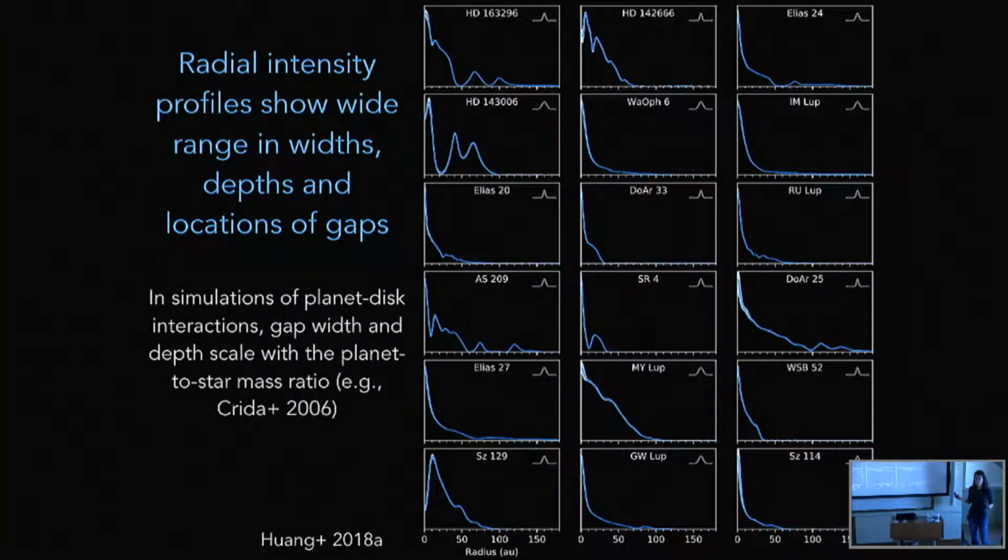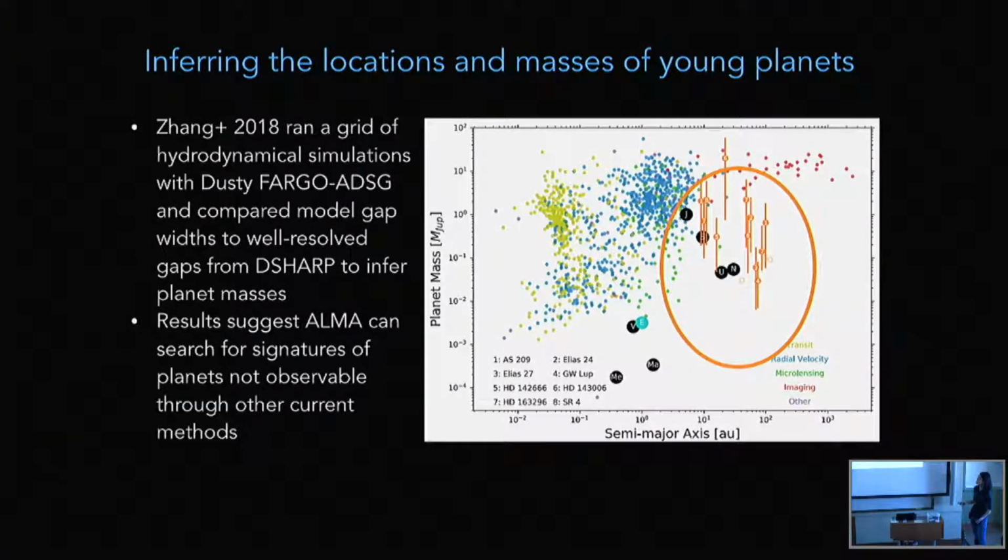More generally, the radio intensity profiles of our disks show a wide range in width, depth, and locations. And in the framework of planet-disk interactions, the gap width and depth scale with the planet-to-star mass ratio. So taking this information, Shanja Zhang ran a grid of hydrodynamical simulations to compare the gaps in the models to the gap widths that we measure in the DSHARP observations. And he plotted the inferred planet masses and semi-major axis with the known exoplanet population.